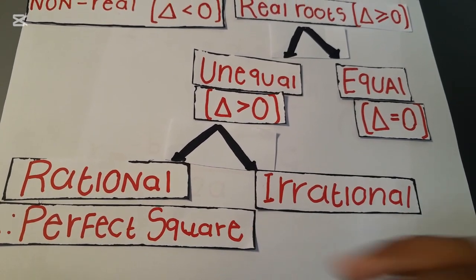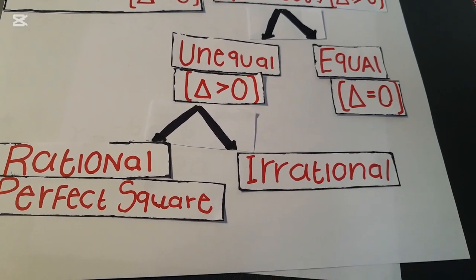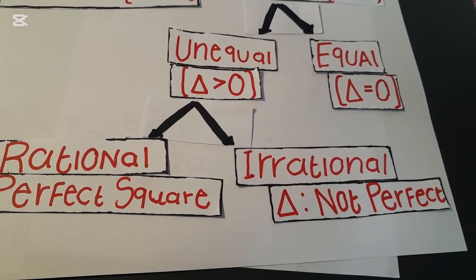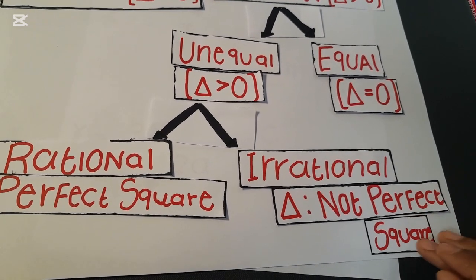Okay, so going forward, unequal roots can also be irrational. Irrational roots occur when the discriminant is not a perfect square.